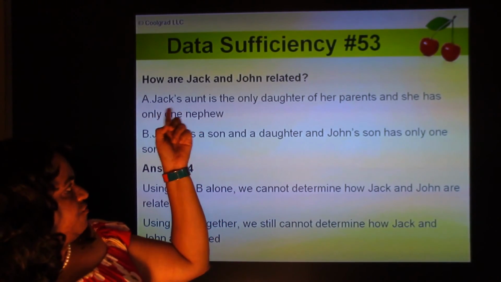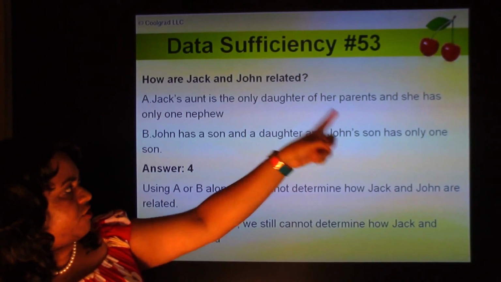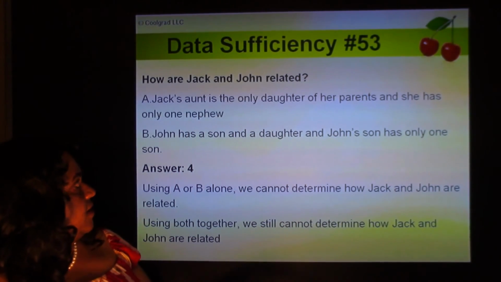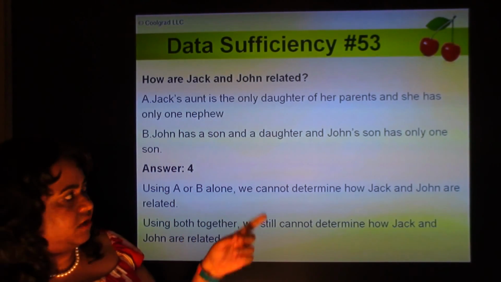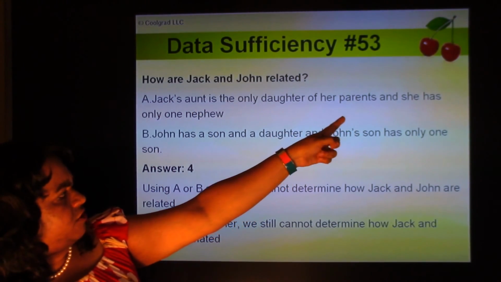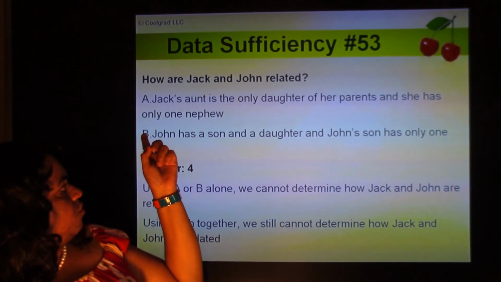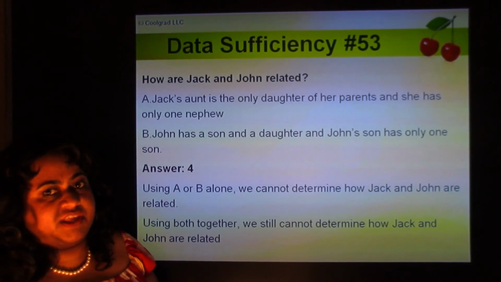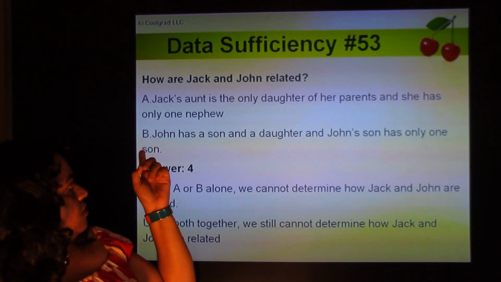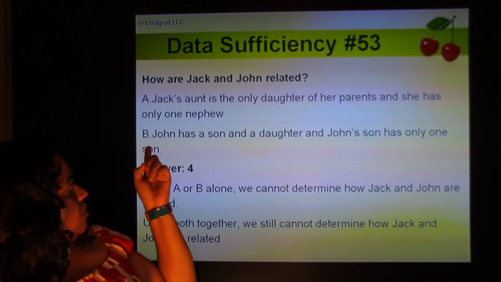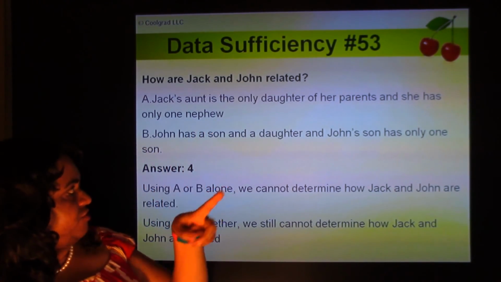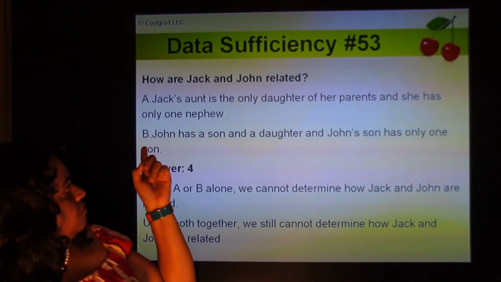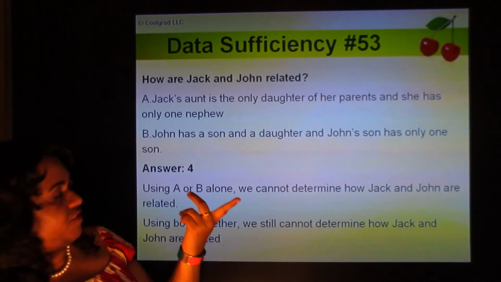So Jack's father's sister, the aunt, is the only daughter of her parents. But clearly they have at least a son who is the father of Jack. So we know she is the paternal aunt, and she is the only daughter of her parents. And she has only one nephew, so Jack is the only nephew. She may have a lot of nieces, we don't know. And she might also have other brothers who don't have children, so we don't know that either. We don't even know who John is from this, right?